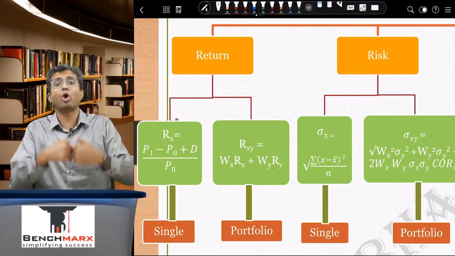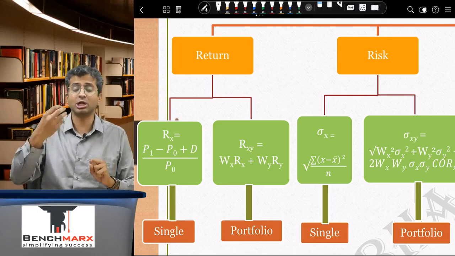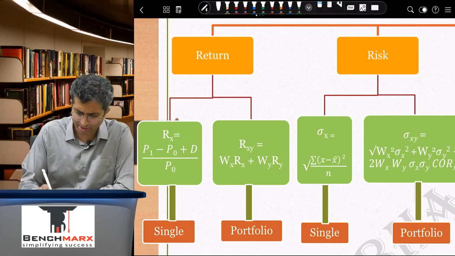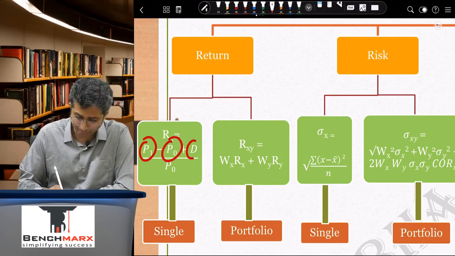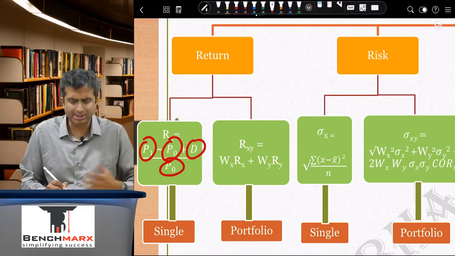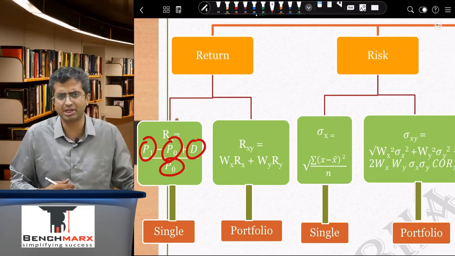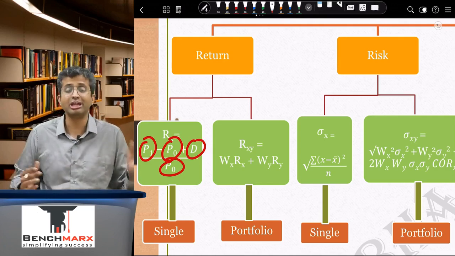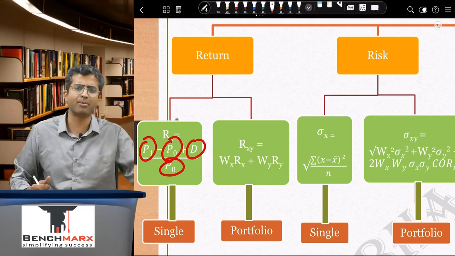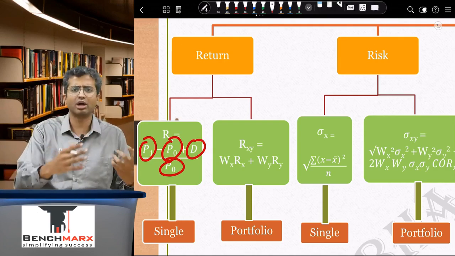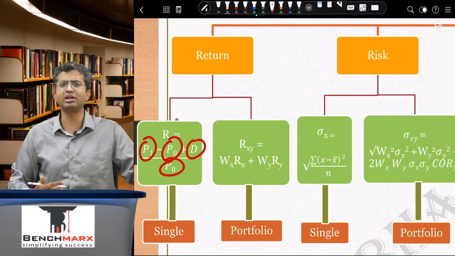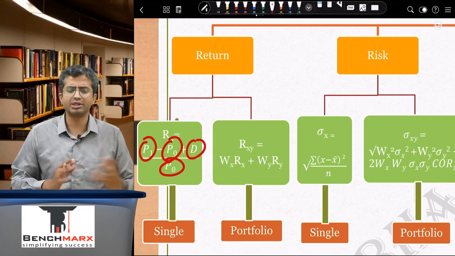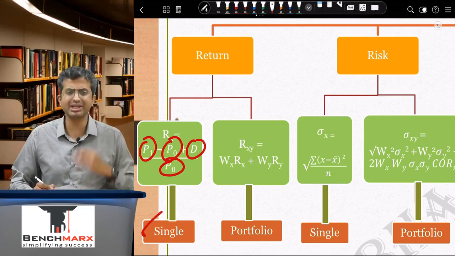But apart from that, a share also gives something like dividend, and as a result, the dividend should also be taken as a part of the return. So we calculate the return as P1, that is the price after a year, minus P0 plus D, that is dividend, upon P0 into 100 if you want to calculate it in the form of percentage. This is the return for a particular year for a particular security. In case instead of a share there is a bond, there will be interest. If there is a real estate, there can be rent, for example. So anything which is contributing to return will be taken over here. Okay, so this is for a single security.